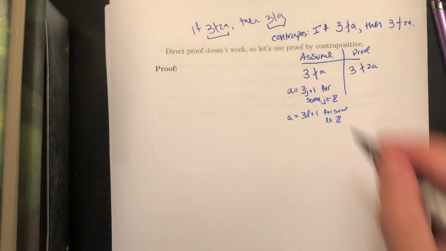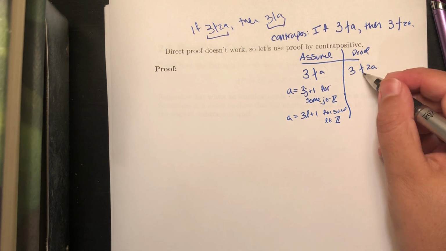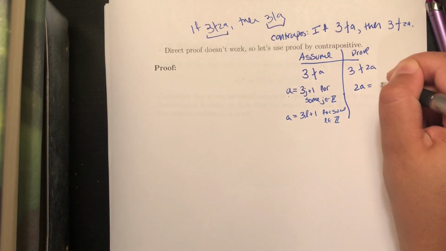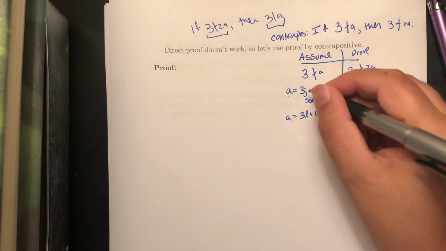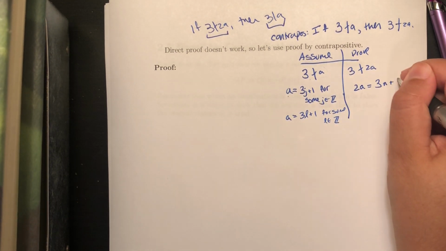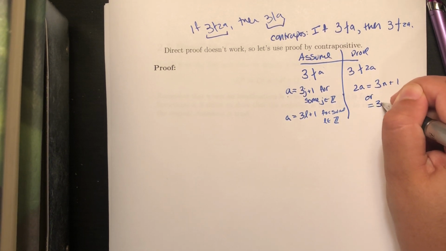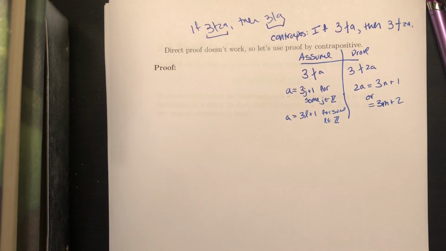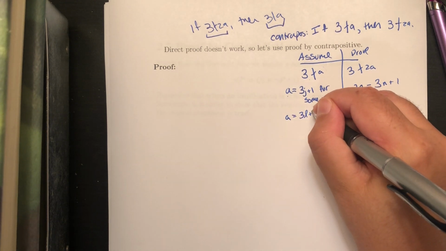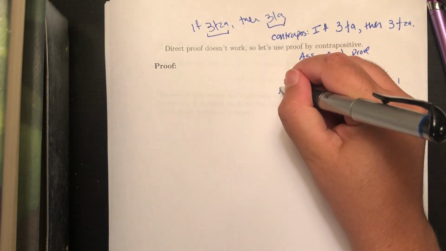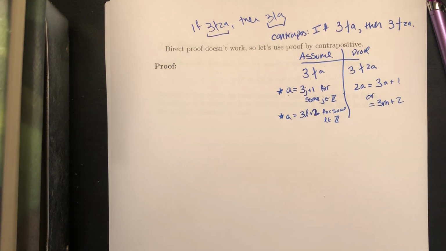And similarly, we're going to need to show that 3 does not divide 2a. So we need to show that 2a can be expressed as either 3 times n plus 1 for some integer n, or 3m plus 2 for some integer m. Whoops, sorry, this should have been a 2 here. This is where our cases come into play. So we are going to prove the contrapositive, but we're going to prove it by cases, and these are going to be our two cases.